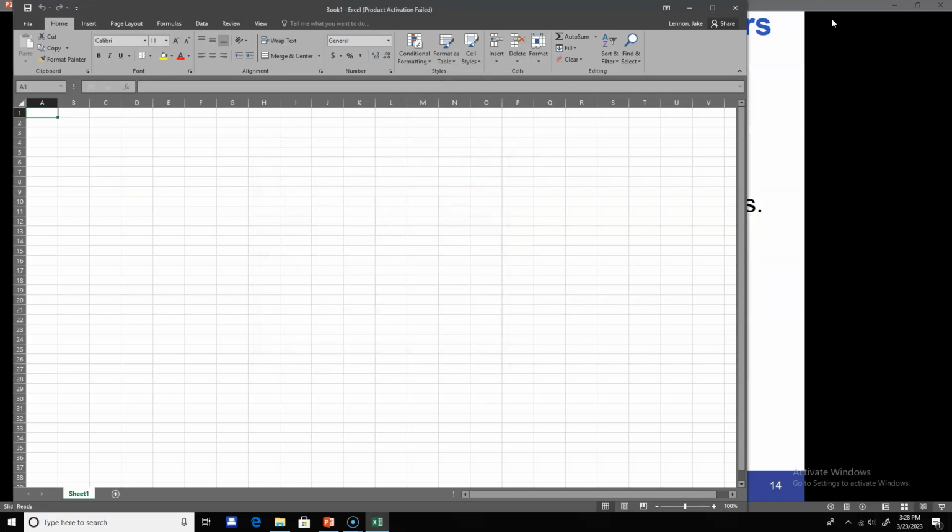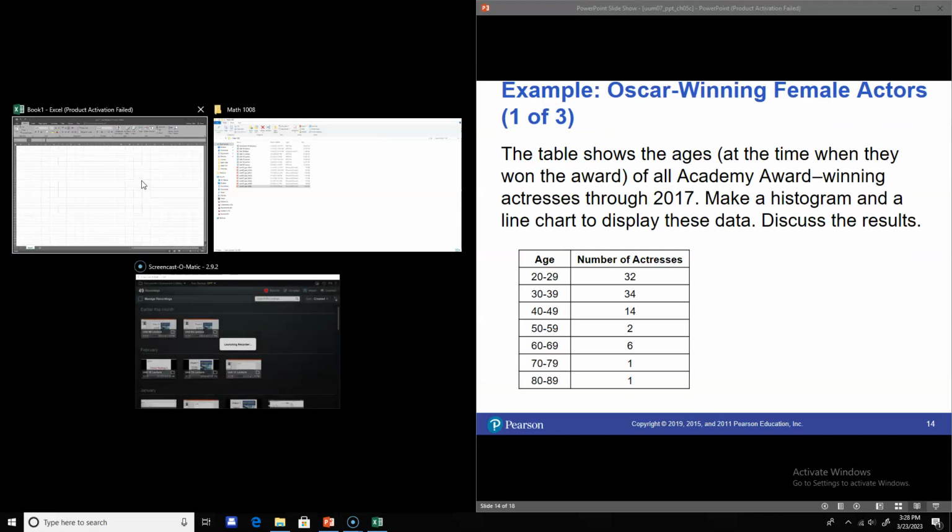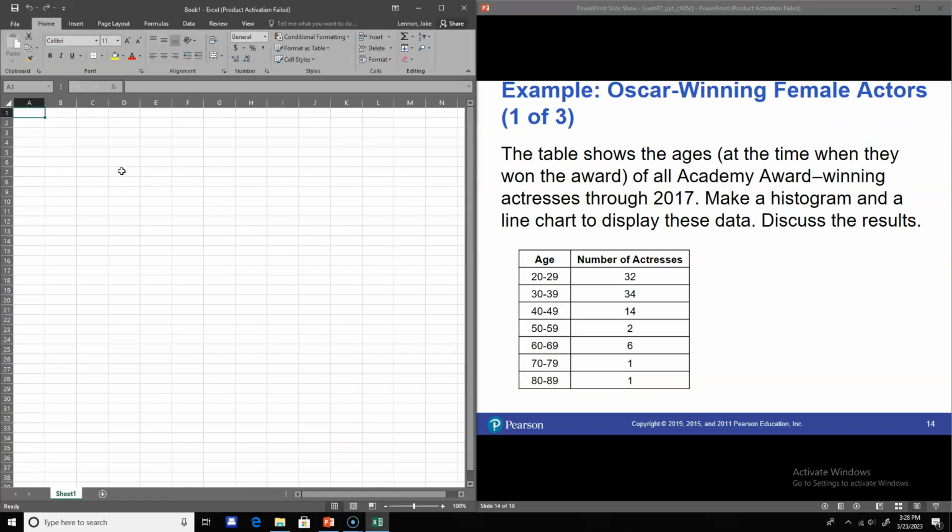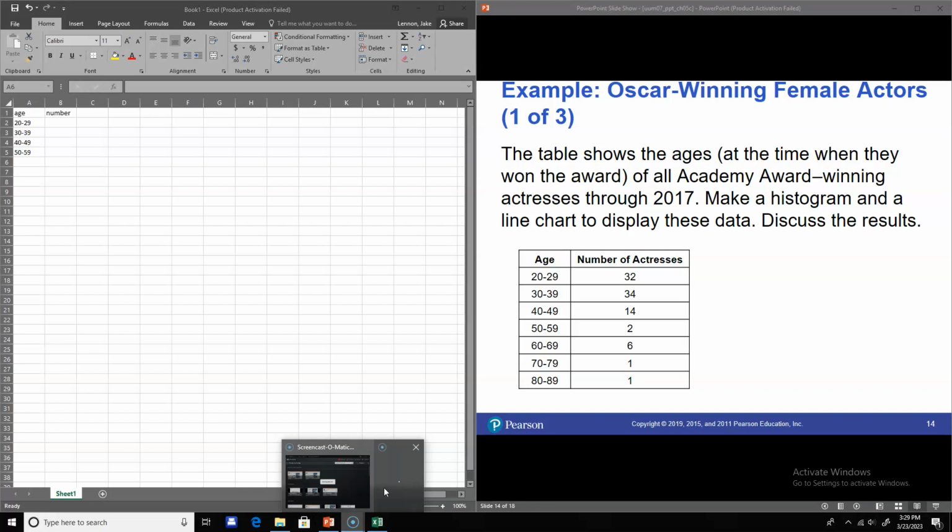Okay, basically what we want to do is create our categories. We can just copy down all the data, number, and then 20-29, 30-39, 40-49, and we're just typing it all in. I'll go ahead and pause the video so you don't have to watch all this. At least I'll attempt to.